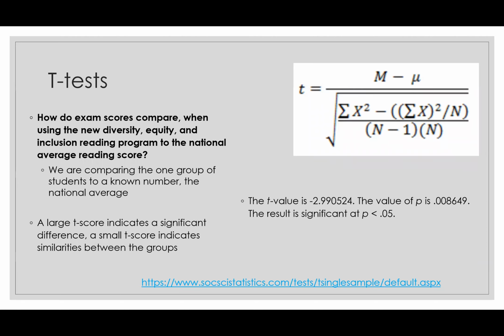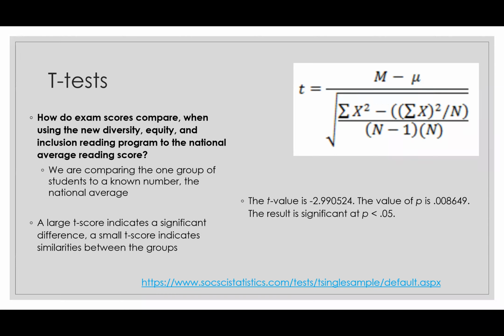The third type of t-test is where you compare the average scores of your classroom to a known value. Here is the formula for this. In general, a large t-score indicates a significant difference, and a small t-score indicates more similarities between groups. You should have been able to see that in the last two examples. One had a smaller t-statistic, it was on the smaller side, and that example was not significant. Again, those test scores were similar to each other.